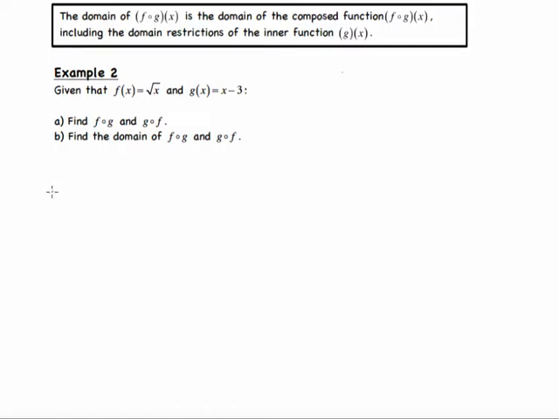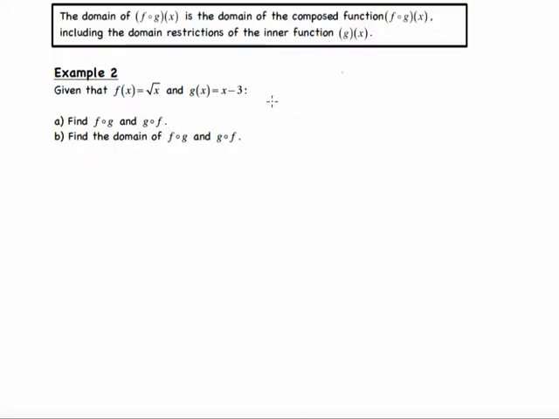For example 2, I'm going to be composing f of g and then g of f, and then I'm going to find the domain of each. The domain of a composite function is the domain of your new function that you have created, including any domain restrictions of the inner function all by itself.